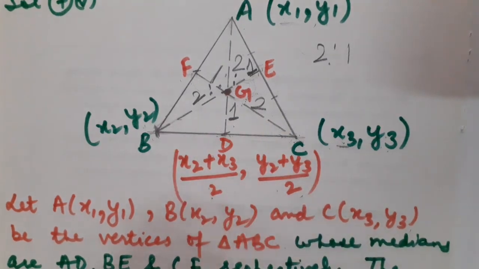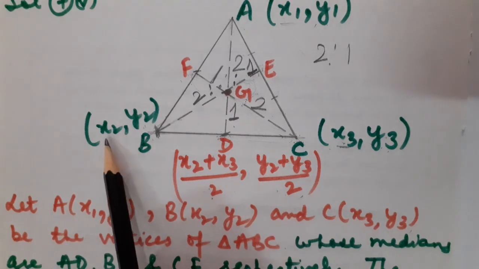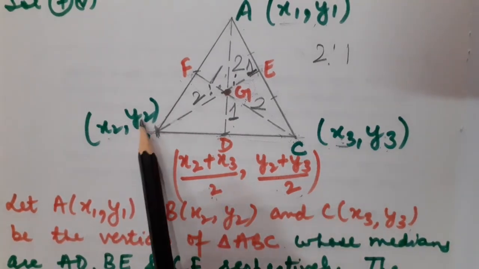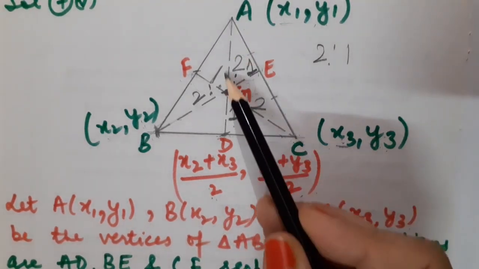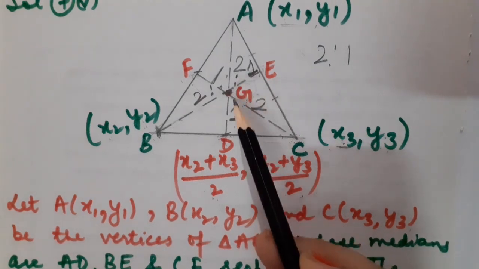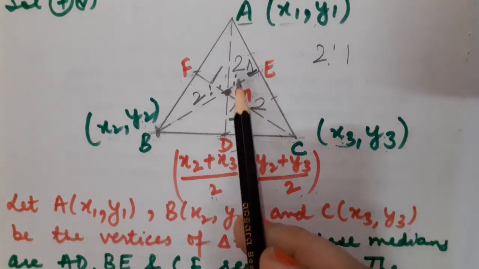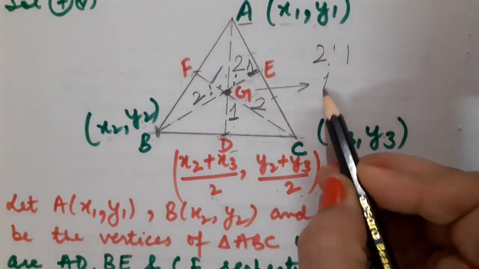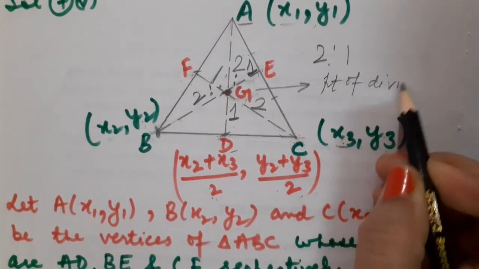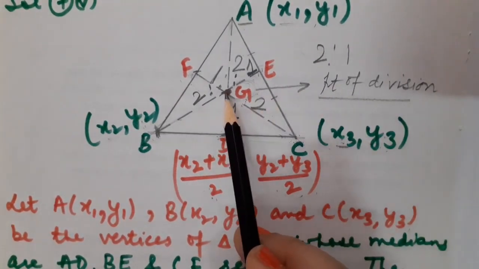The concept of midpoint I have just explained to you. So let us calculate the coordinates of this point D, which is the midpoint of BC. So it would be (x2 plus x3) divided by 2, (y2 plus y3) divided by 2. Fine, students? Now can't I apply the section formula, because I know the ratio 2:1. I know the coordinates of A as well as D, but I have to calculate the coordinates of this point of division. This is the point of division, and we can also call it the centroid.